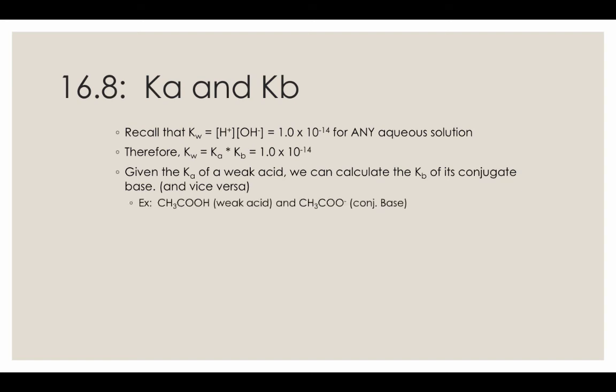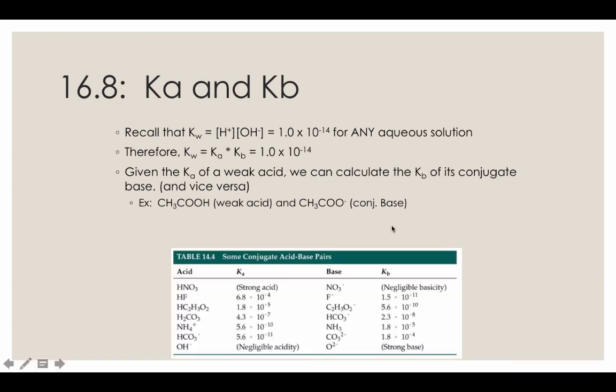For example, consider the weak acid acetic acid and its conjugate base acetate. We can use the Ka of the weak acid to determine the Kb of the conjugate base. Given the Ka value from our table below, we can divide the Kw by the Ka of the weak acid to determine the Kb of the conjugate base. We find that the Kb of the conjugate base, acetate, is 5.6 times 10 to the negative 10th.